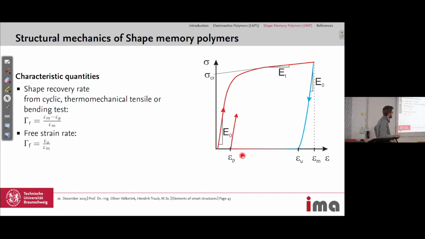Yeah, this is the permanent strain we have after the cycle, let's say. But it's nearly here, so the diagram is not to scale, let's say.